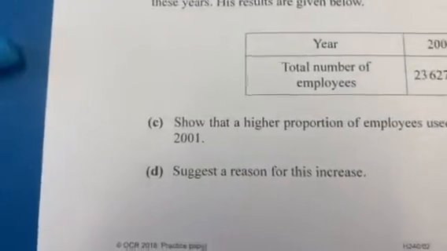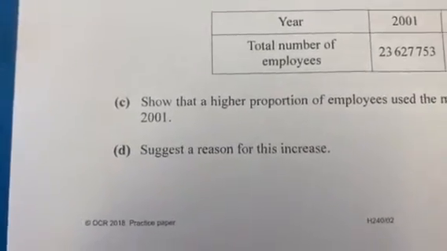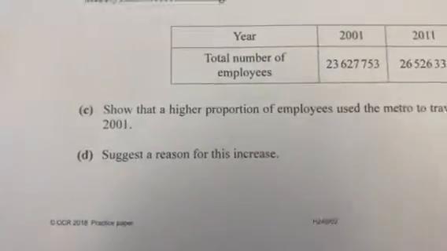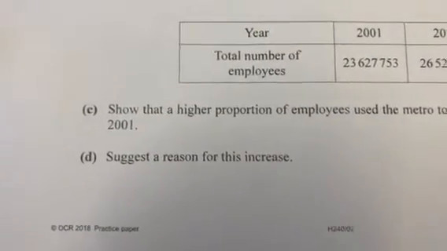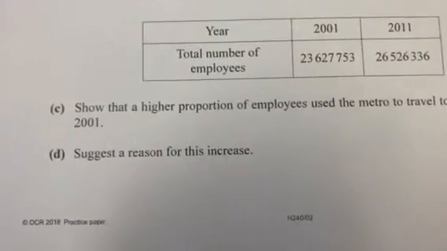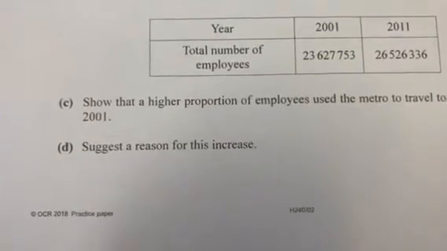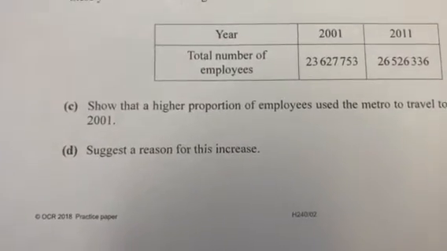The final question is to suggest a reason for this increase. You can use anything you like that seems sensible. The one suggested by the mark scheme is that they've built more metros. You could suggest that people have chosen metro over car because it's now more expensive for cars. Anything that you think is sensible.